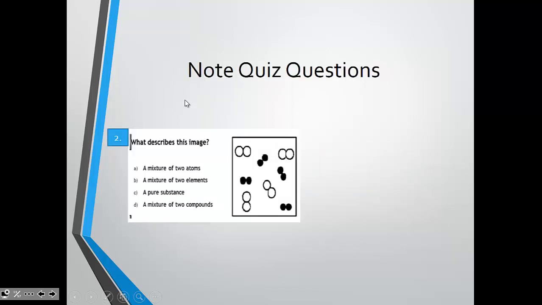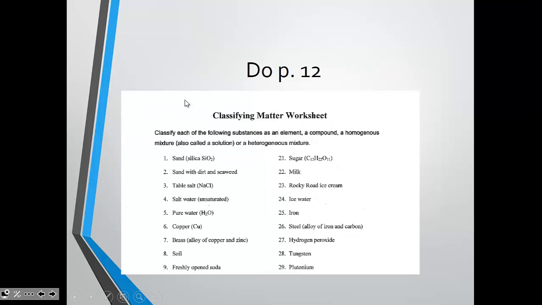Pause the video and answer this question in the back of your packet. You're also able to do page 12 in your packet: classify each compound as an element, a compound, a homogeneous mixture, or a heterogeneous mixture. Pause the video and do page 12.